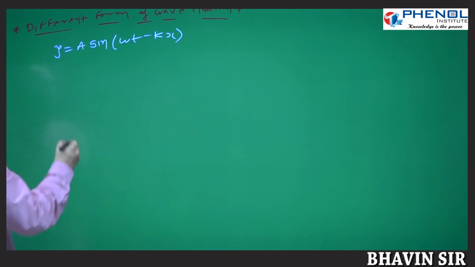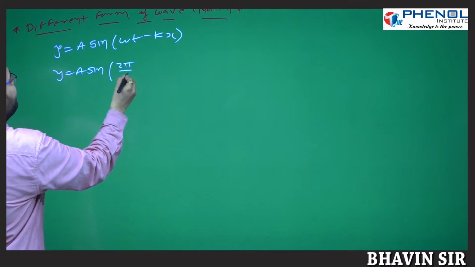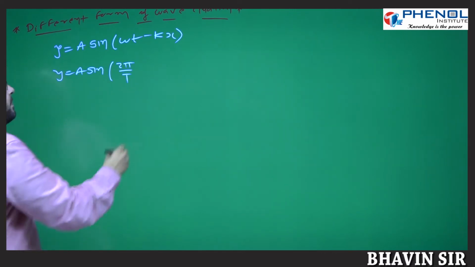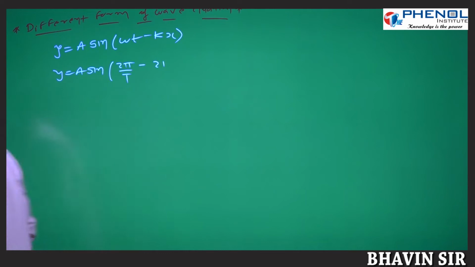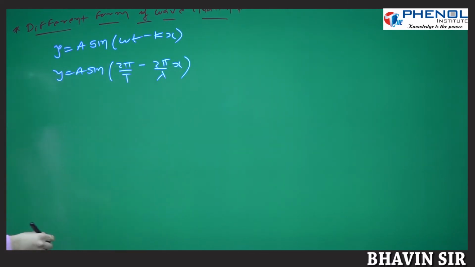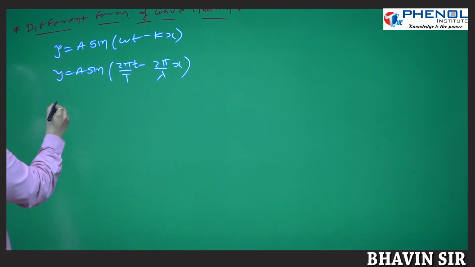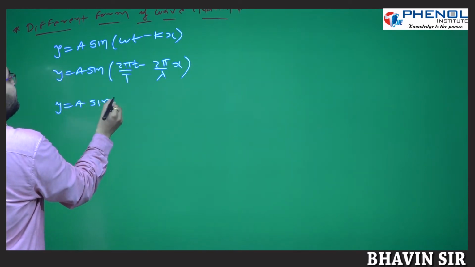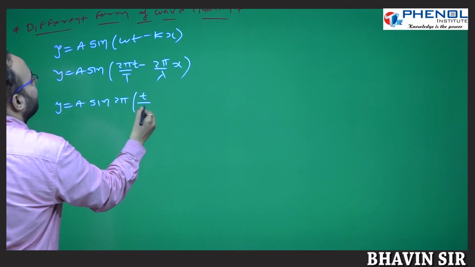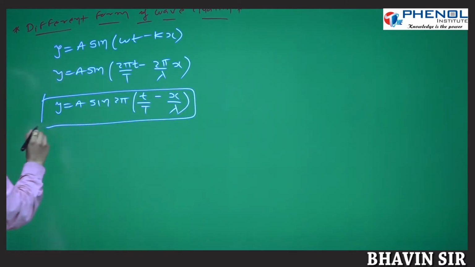Now as we know, omega is equal to 2 pi by T. K means 2 pi by lambda. Now 2 pi common, so t by capital T minus x by lambda. So this is the second form.